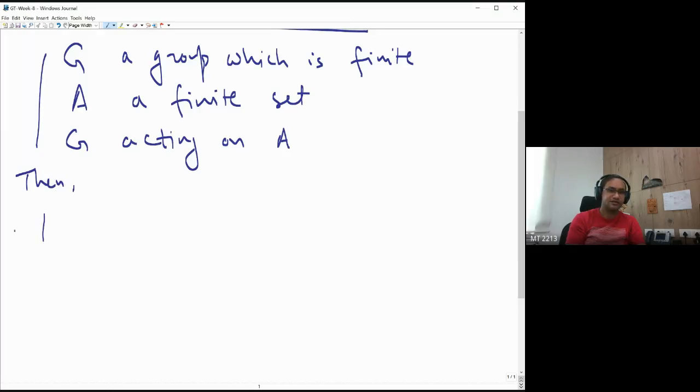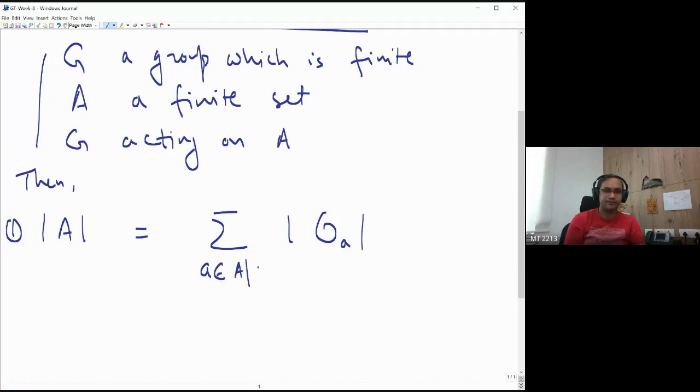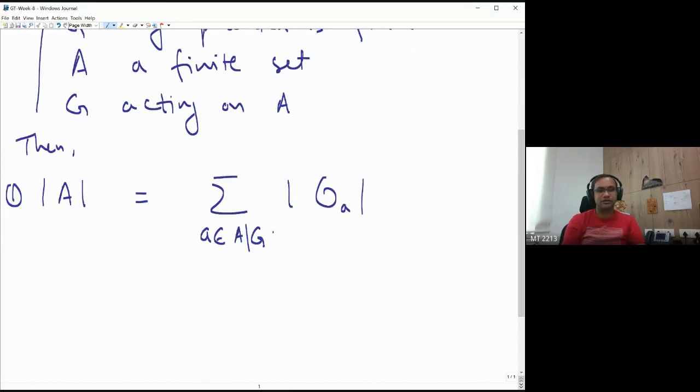Then the first part: the size of A is nothing but the sum of the sizes of orbits, where the orbits come from representative classes of A mod G. Okay. So again, I will warn you, or remind you, about the meaning of this sum. You have to be very careful when you apply this formula in certain situations, because often we make mistakes in doing this.